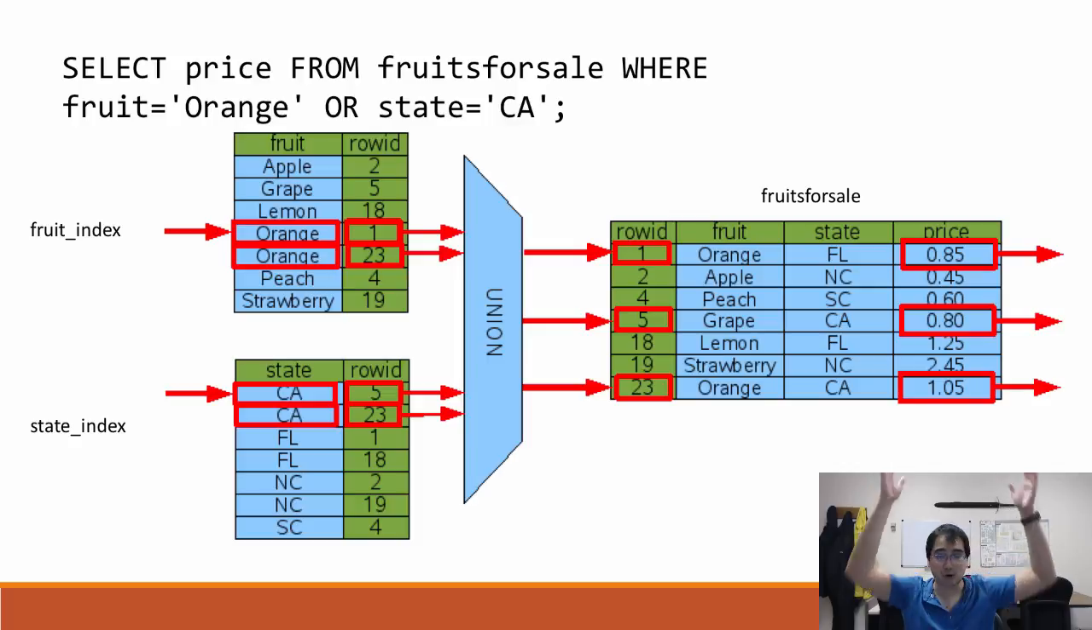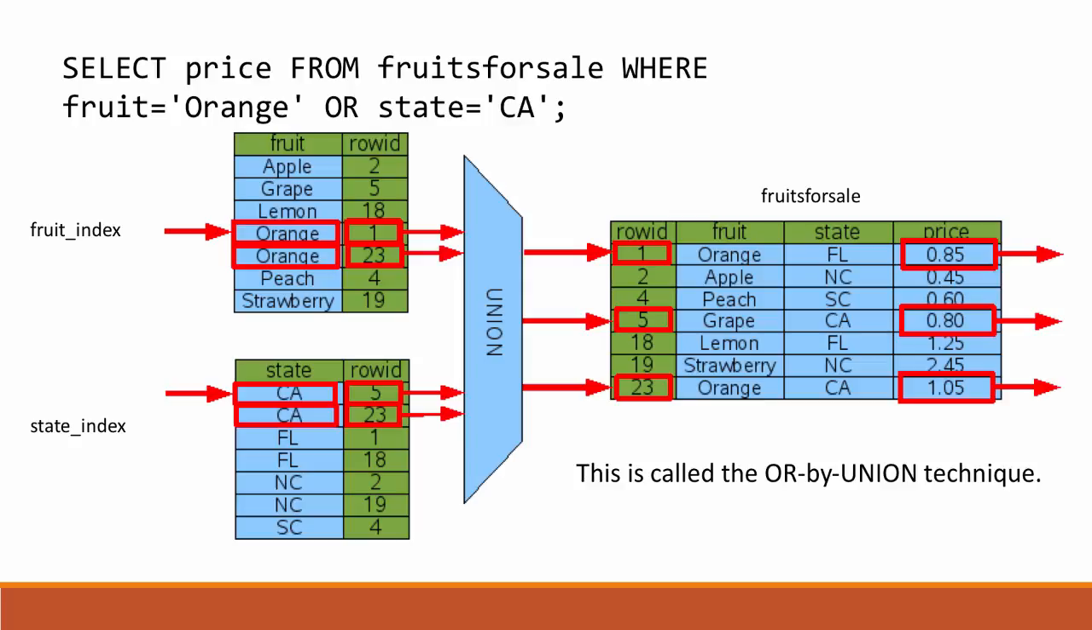Well, you could do a full lookup and check each row, but we're smarter than that now. We know about indices. If you have an index on fruit and you have an index on state, it's very easy to find all of the orange rows, and it's very easy to find all of the California rows. And then you do a union operation so that you remove duplicates, like in this case, row 23 is both of them. So you do the union to figure out what all the rows are that fulfill one or the other criteria. And then you can do the binary lookup. Find row 1, find row 5, find row 23. And those are all of the rows that correspond to either oranges or from California.